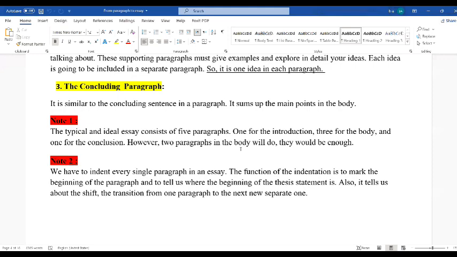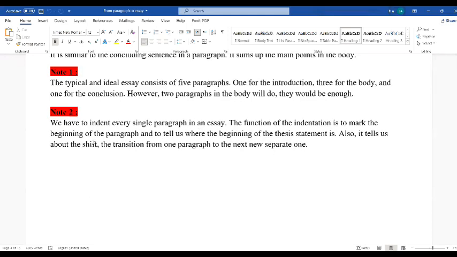As I told you, at least, or the minimum, we have 2 paragraphs in the body. We can't have only, for example, 1 paragraph in the body, because the minimum is 2 paragraphs in the body. Note number 2: we have to indent every single paragraph in an essay. And this is a very important note. What is the meaning of indent every single paragraph? Do you have any idea?